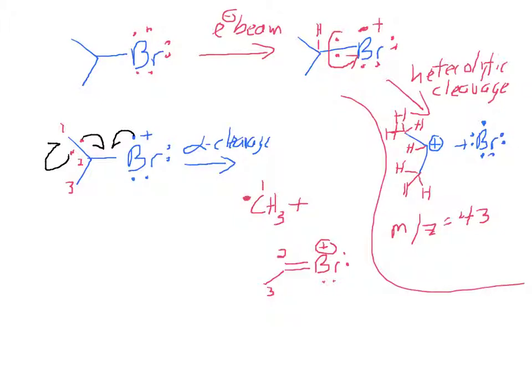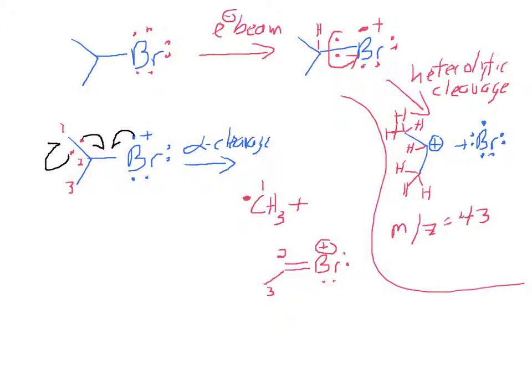How do we decide which one of these is more likely to happen? A heterolytic cleavage, up here, or an alpha cleavage here? Which one do we think is more likely? Heterolytic is more likely because the secondary carbon is more stable. We'd rather have a carbon with a plus charge than a bromine with a plus charge. So it's not to say this doesn't happen, but it's not going to happen as often as this. So which peak would be higher in the mass spec?